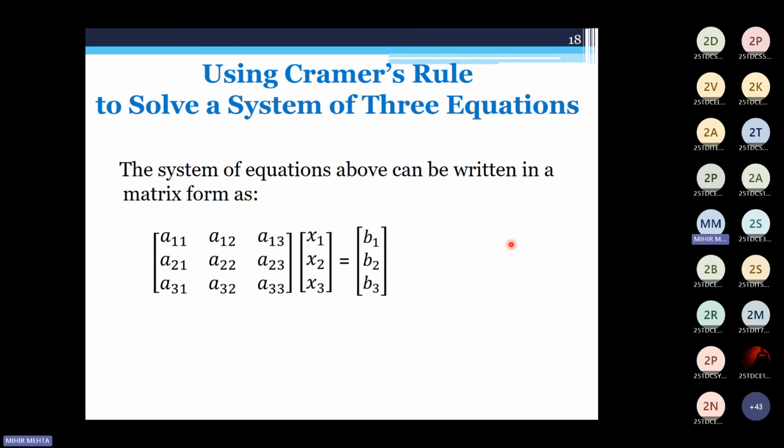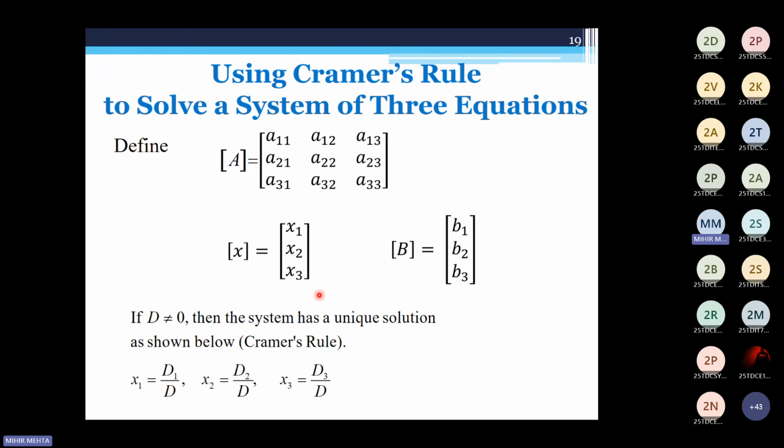Now, next we'll convert this into matrix form. So this is your A matrix, this is your X matrix, and this is your B matrix. Now, let's say I want to find out my X1, X2, and X3. I can do this by using determinants. So this is my A matrix, this is X and the B matrix. If I need to find X1, X2, and X3, I can do this using D1 by D, D2 by D, D3 by D. For that, I need to understand what D, D1, D2, and D3 are.